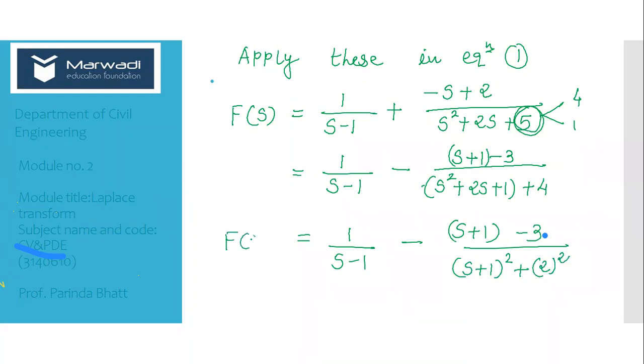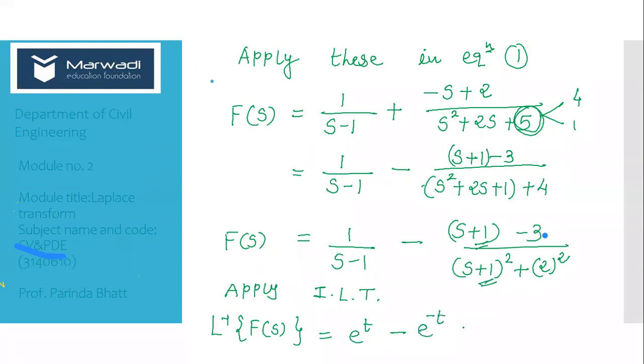This is our F(s). Apply the inverse Laplace, Laplace inverse of F(s). Here we get it directly, e raised to t. Here s plus 1, therefore e raised to minus t. What is the remaining term? s minus 3 over s square plus 2 square. Complete this, and the final touch of this question.